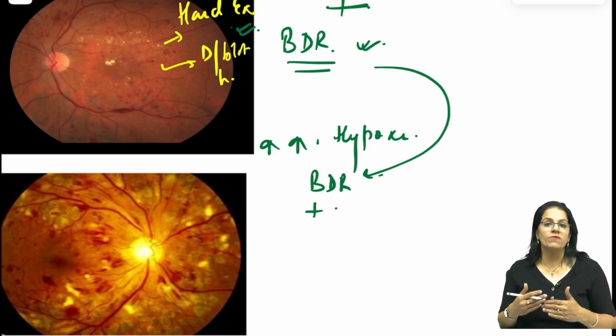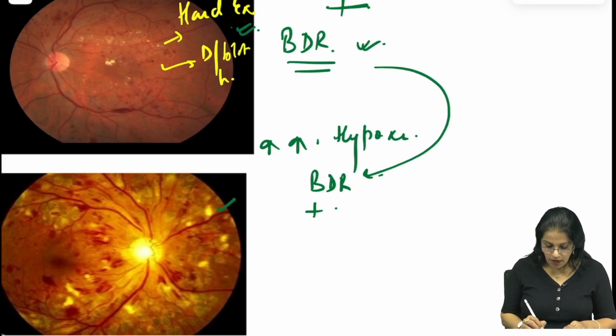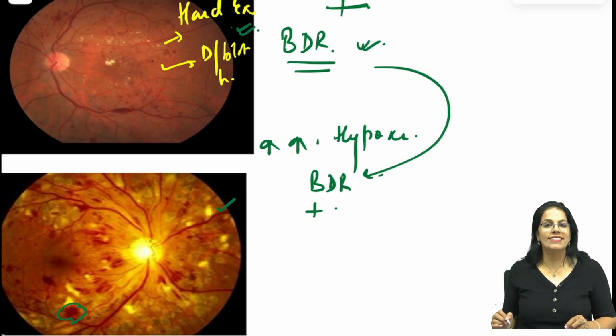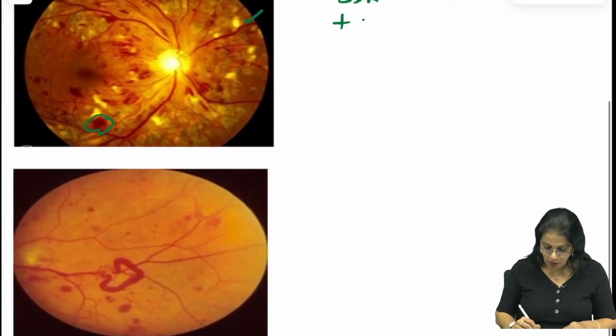More number of cotton wool spots. Why? Hypoxia is more, damage is more, therefore debris is more. So, increased number of cotton wool spots. Number 2, large blot hemorrhages. These are venous infarcts. Number 3, what can happen is looping and beading. This is looping of veins.